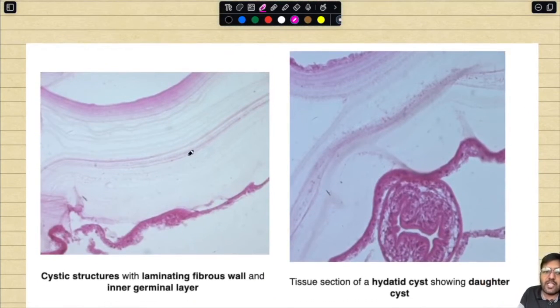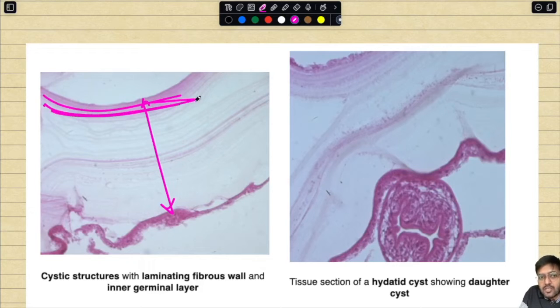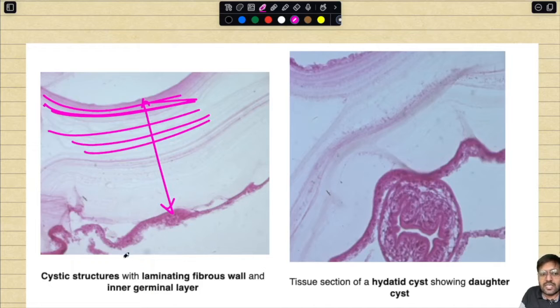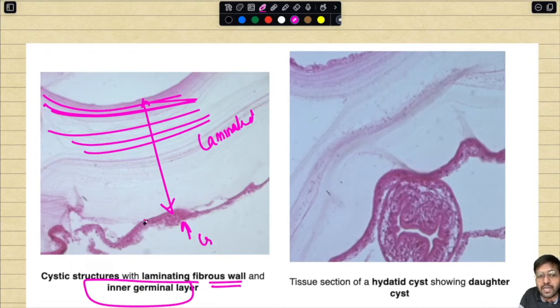Again, this is another image over here. Can you see the laminated layer, acellular, there are no cells? Why lamination? Because multiple layers are like a lamina. So it's a laminated layer like this. It is a cystic structure with a laminating fibrous wall and inner germinal layer. So this is the acellular laminated layer, and what is this? This is the germinative layer, the cellular germinative layer.